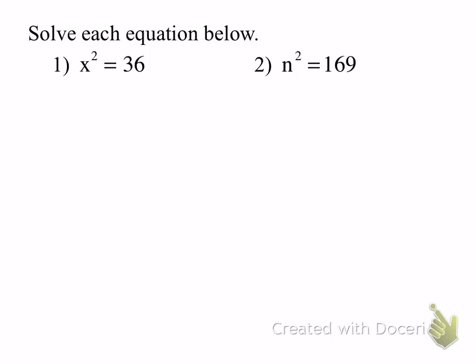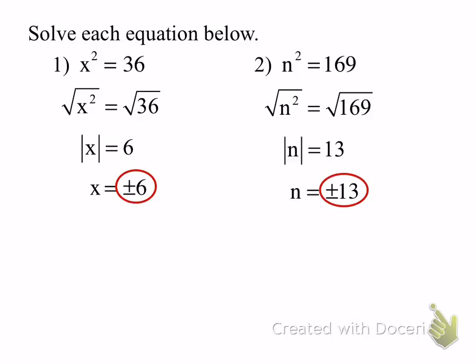Okay? Now, what would I do to solve that? Yep. Find the square root of both sides. X squared is 6. What do I get? The absolute value of x equals the square root of 6. Plus or minus x equals plus or minus the square root of 6. Okay? Doing the same thing here.